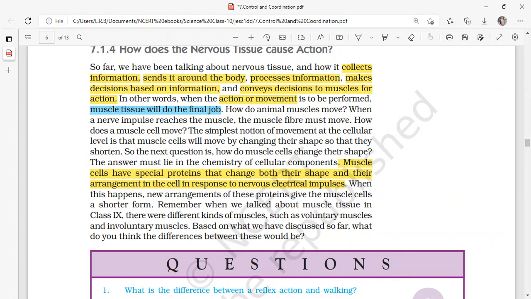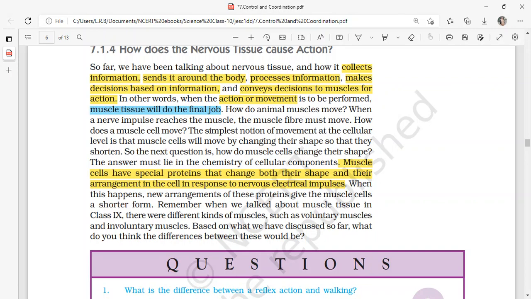So we have two types of muscle proteins. One is a thin muscle protein, another one is thick. They are commonly called myosin and actin. So muscle cells have the proteins called myosin and actin. These two proteins are coordinated inside the muscle cell, and as per the signal received from the nervous tissue, they change their shape and arrangement for the requirement.